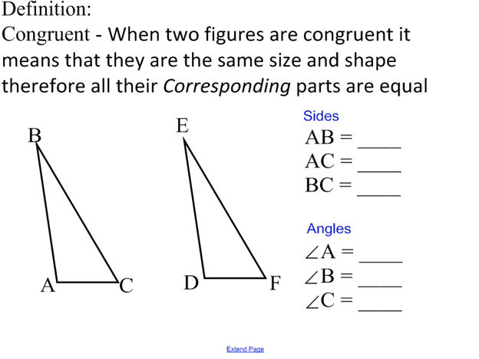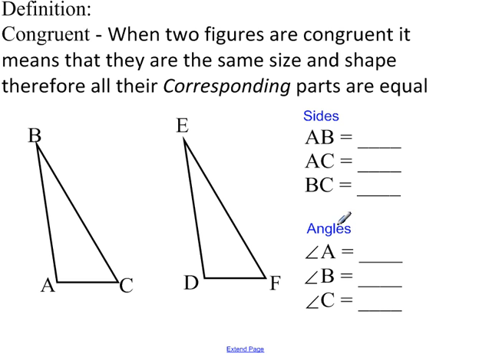All right, so here I'm giving you a definition, and it's the definition for congruent. When two figures are congruent, it means that they are the same size and shape. Therefore, all their corresponding parts are equal. So you could think of congruent figures as duplicates of each other, as photocopies of each other. So we have two congruent figures here, so that means that they are the same shape and the same size. It also means that their corresponding parts are equal.